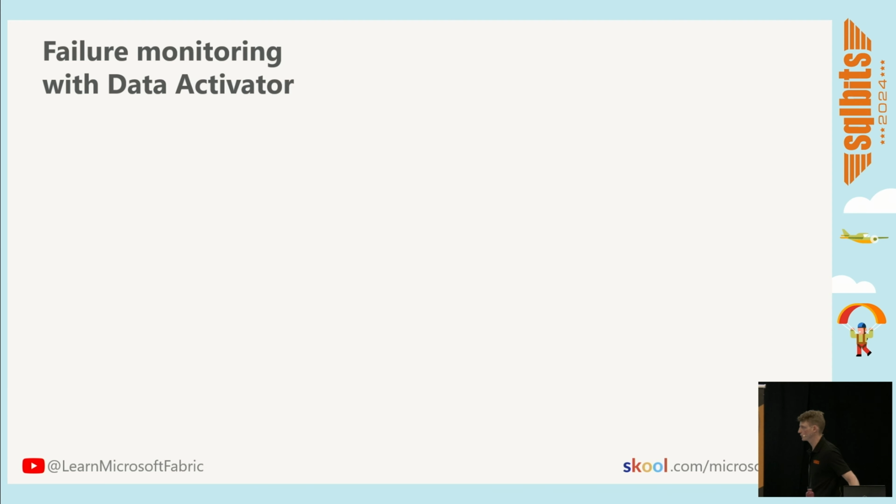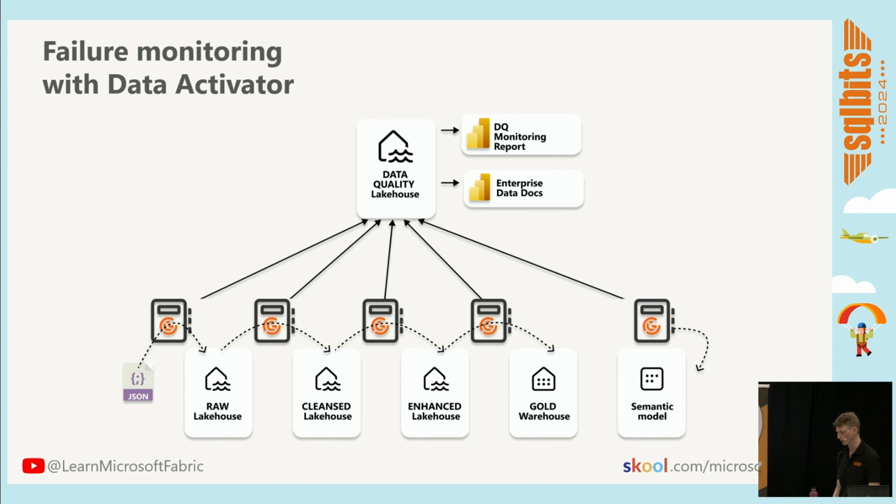So to finish off, I just want to talk about a couple more features in Fabric that you can use in this data validation space. They're not specific to data validation, but we can use them for that. So if we take this example that we've just been looking at, you've got your data quality monitoring report at the top here.